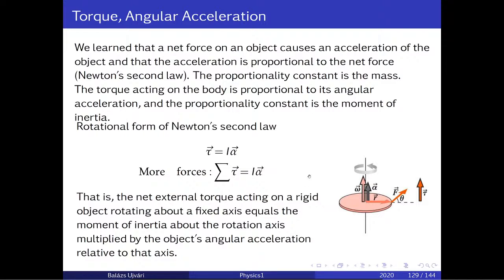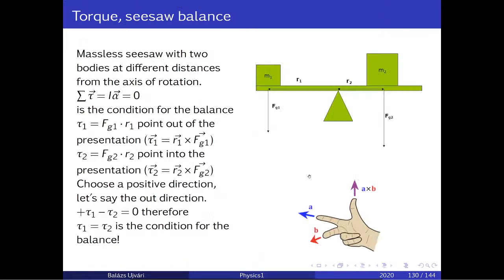Let's see some easy examples. For example, this is the seesaw. I think you saw such an example, or not. Do you have any experience of how it works? So let's suppose this is a massless seesaw with two bodies at different distances from the rotational axis. The condition for balance is that the net torque has to be 0.